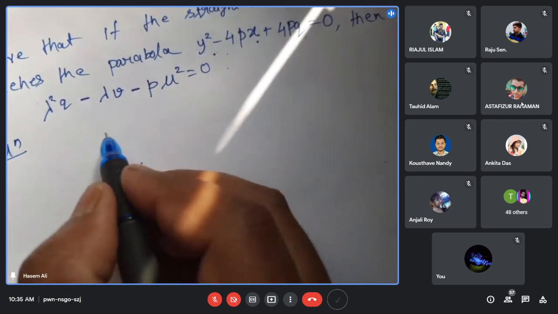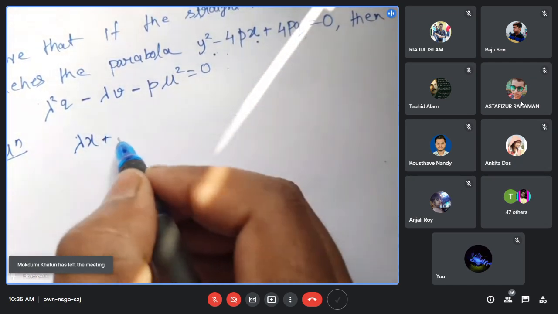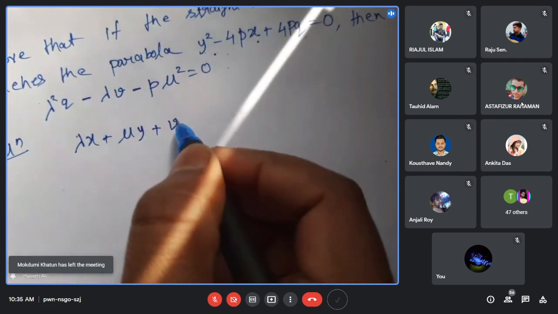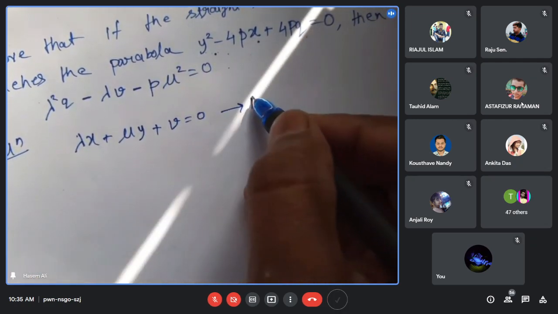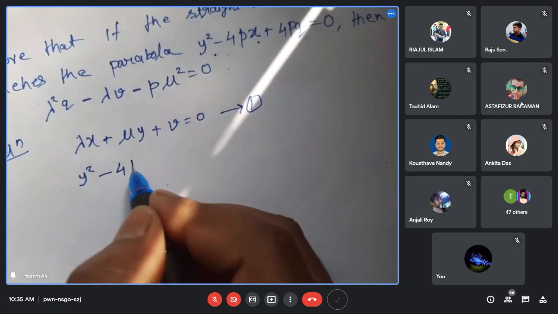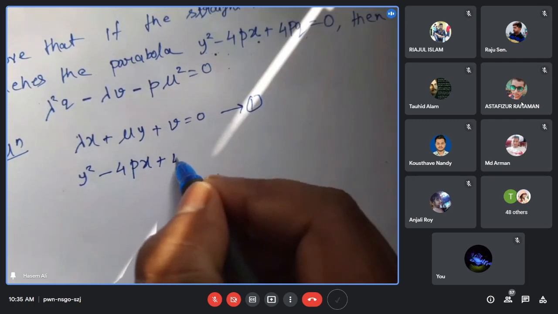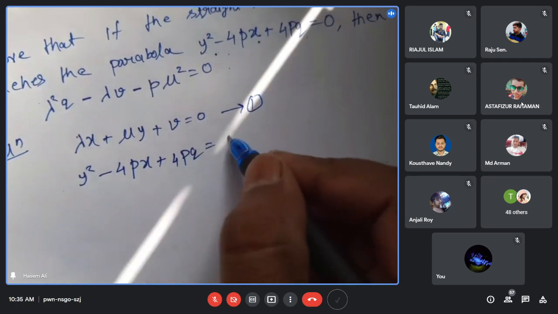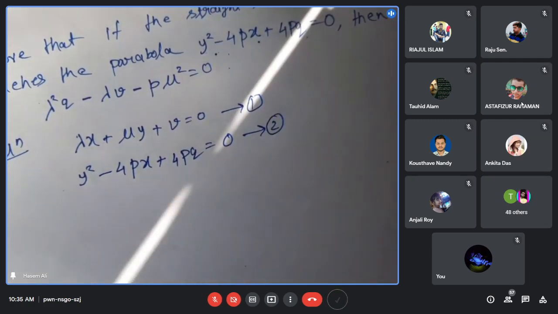Here the equation is lambda x plus mu y plus v equals to 0. This is our equation 1. And the curve is y square minus 4px plus 4pq equals to 0. Let it be our equation 2.